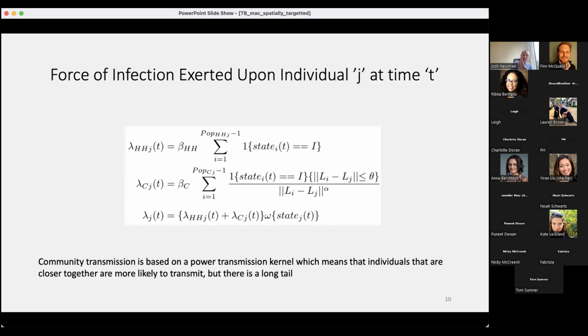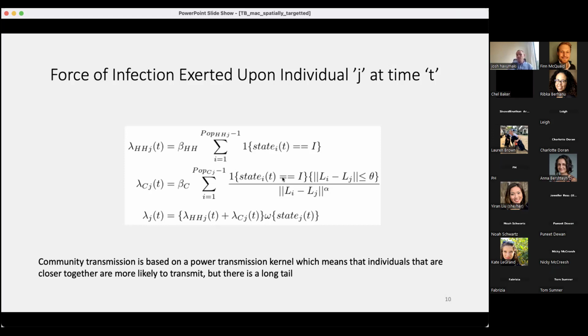So back to the force of infection. It's a combination of household contacts and community contacts. The first line represents the household force of infection, which is the household transmission rate multiplied by the number of infectious contacts that an individual has in the household. So if they have 4 household members and one of them has active TB, then it's multiplied by the household transmission rate.